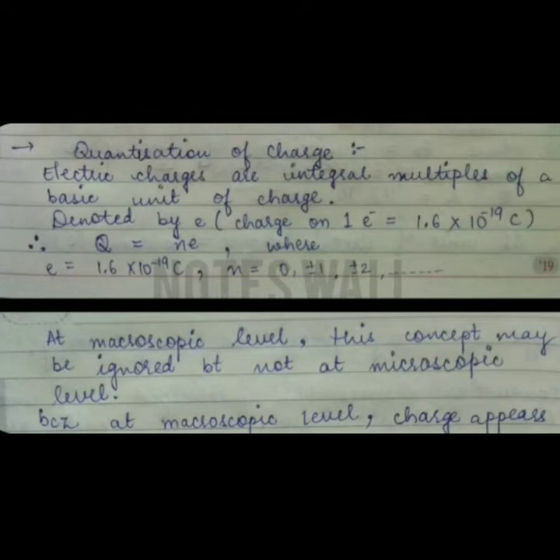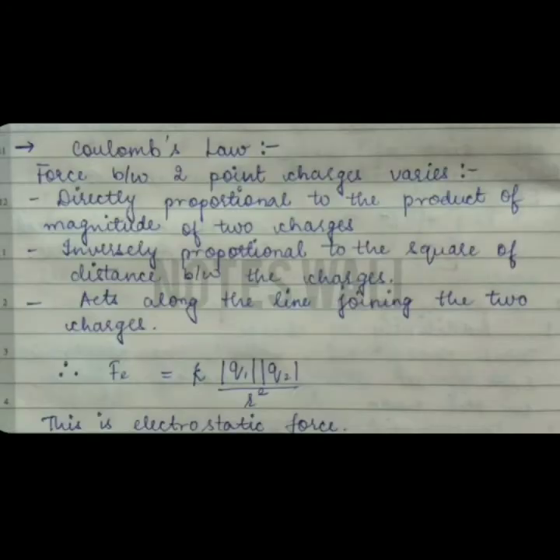So the total charge is equal to ne, where n is an integer and e is the basic unit of charge. At macroscopic level, we can ignore the concept of quantization, but at microscopic level, it is very crucial. Now we come to the quantitative aspects of the electric charge.